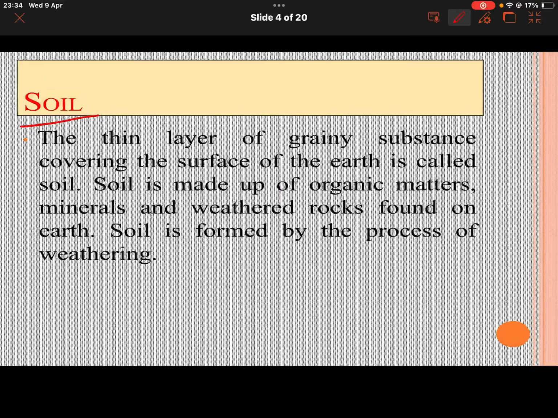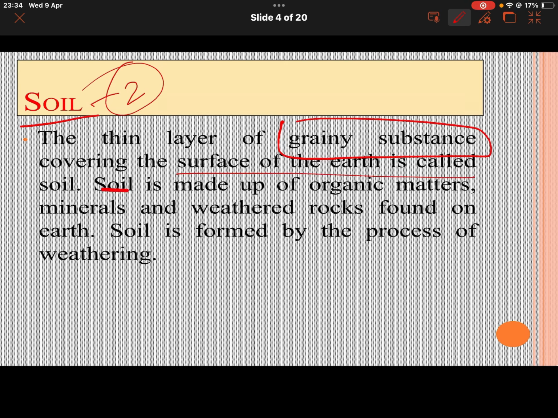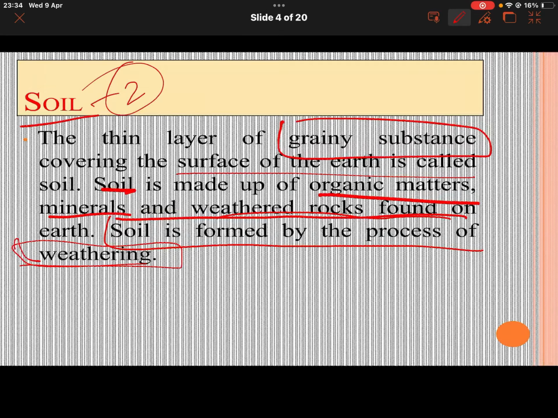Now soil, this is the second one. A thin grainy substance that covers the surface of the earth is known as soil. Soil is made up of organic matter, minerals, and weathered rocks which are found on the earth, and the formation of soil is known as weathering. Very important: how is soil formed? Soil is formed by weathering.